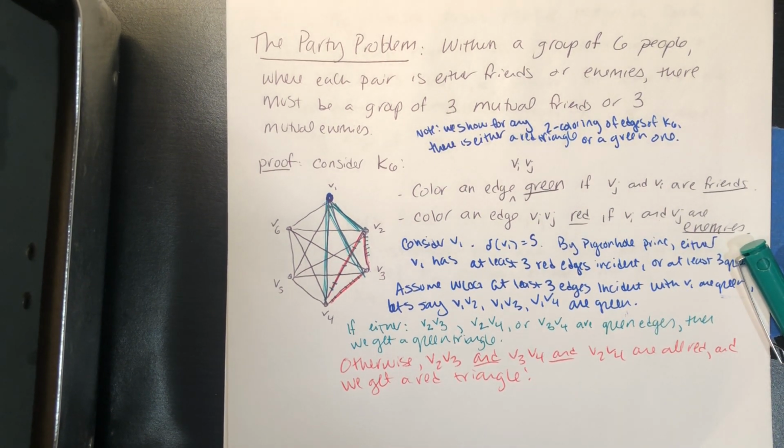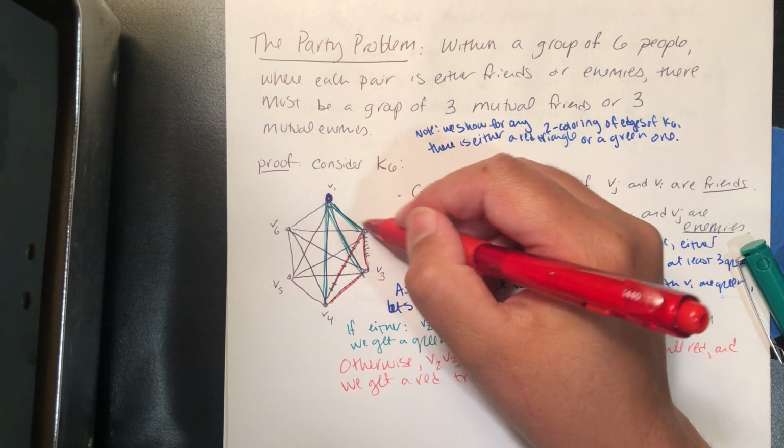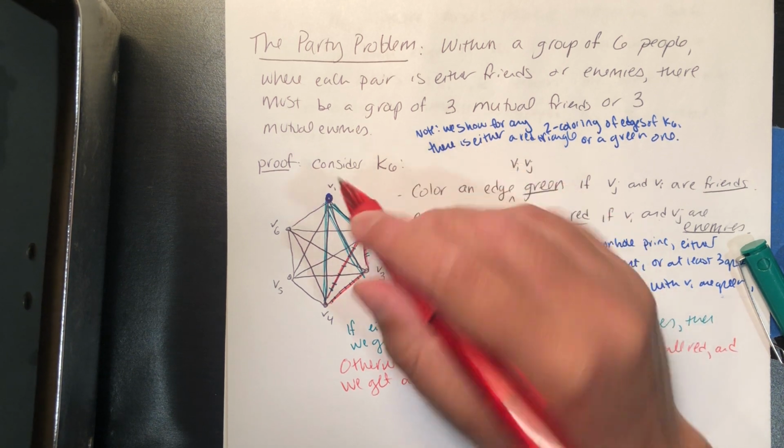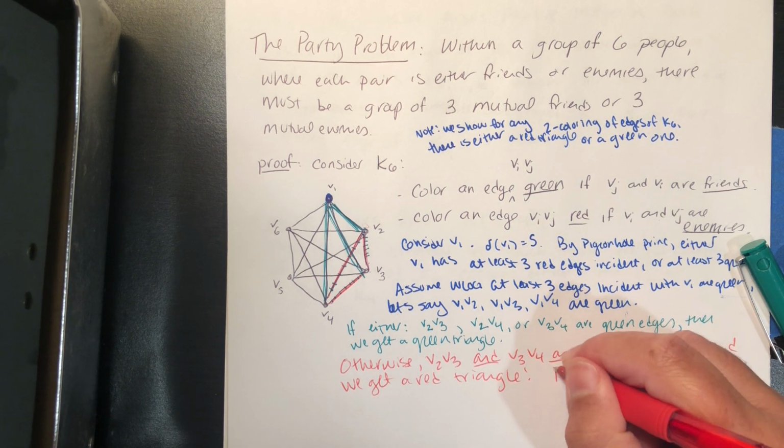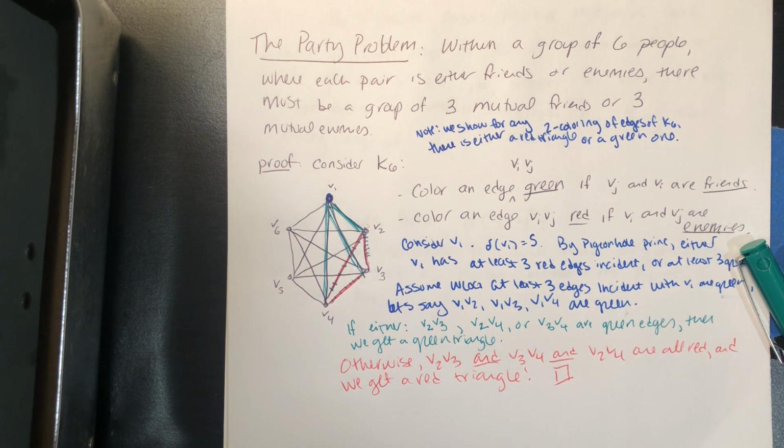Right, so in either one of these cases, we're able to conclude that there is a group of three mutual friends or three mutual enemies. And again, if we had been wrong, and if maybe actually V1 had three red edges coming out instead, we would make that same argument but swap the roles of red and green, and it would work out exactly the same. Okay, so this proves that within a group of 6 people, there's guaranteed to be a group of 3 mutual friends or 3 mutual enemies.